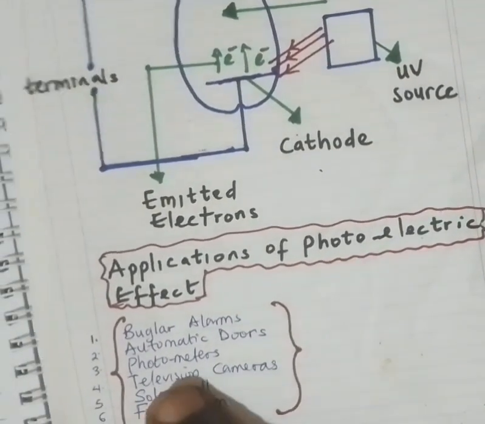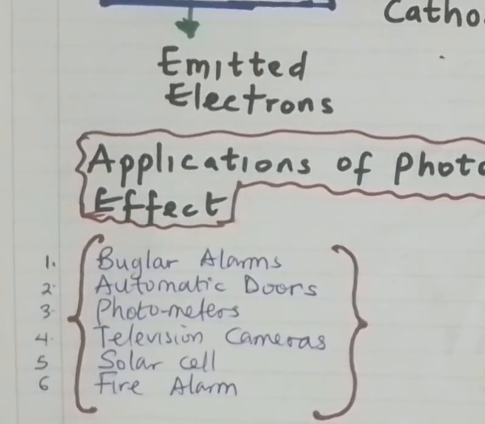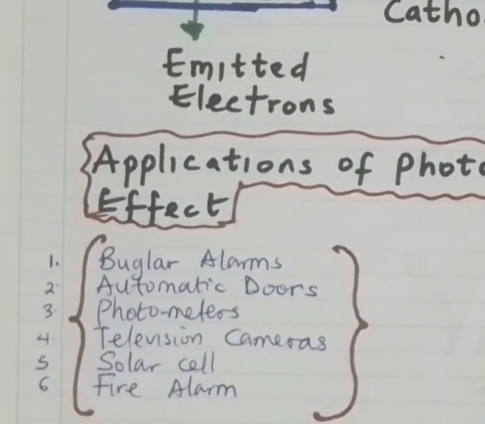It can be applied in burglar alarms. You can use it for automatic doors. You have it in photometers, television cameras, solar cells, and fire alarms. Okay, so these are the applications of the photoelectric effect.